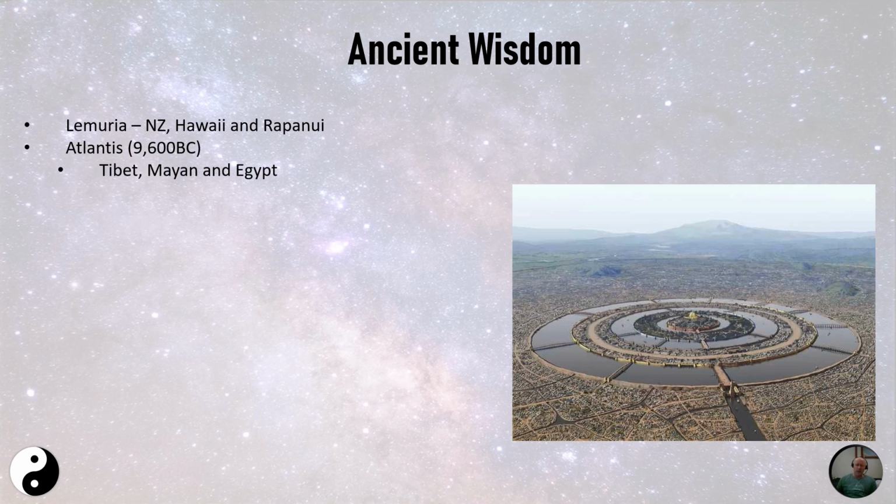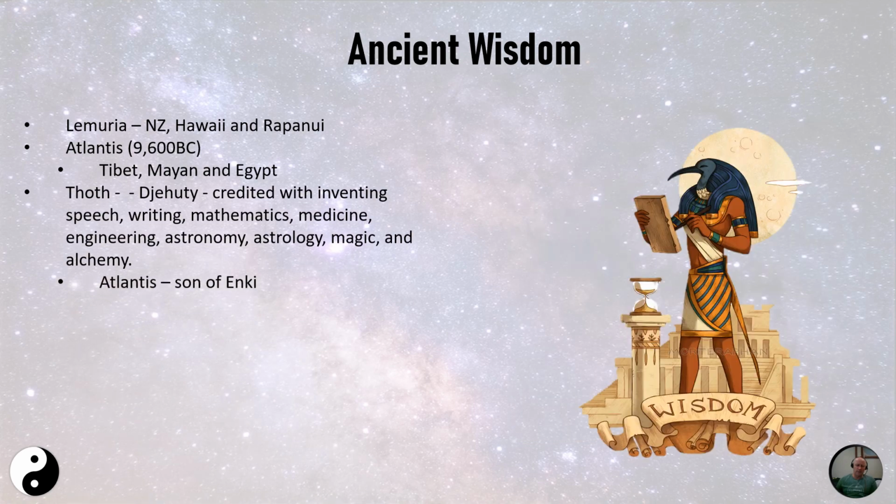Now, when there was the flood, some of these ascended masters from Atlantis went to 3 parts of the world, into the highlands. So they went to Tibet, they were the Mayans, and they were the Egyptians. So from those, that's where you got that higher ascended knowledge. Now, one of the main characters within Atlantis was someone named Thoth, or Tahuti, and he was credited with inventing all of the arts and sciences, and he was the son of Enki.